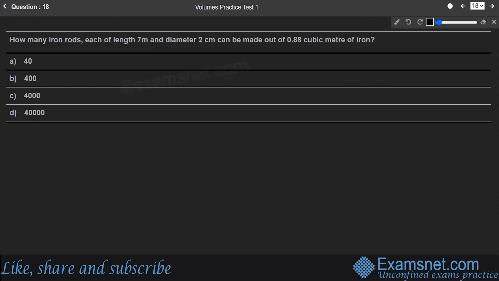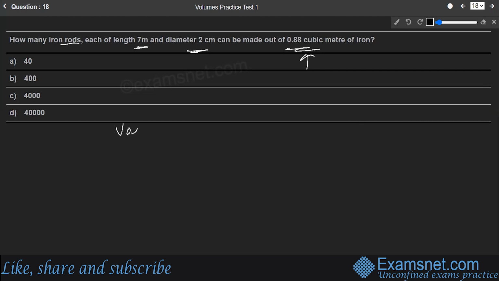Now he says how many iron rods, each of length 7 meter and diameter 2 centimeter, can be made out of 0.88 cubic meter of iron. So clearly 0.88 cubic meter is the volume of iron which has been used to create these iron rods of this dimension. So for that we need to find out the volume of each rod, and when we know the volume of each rod, then we can divide the total volume of the iron by the volume of each rod to give us the total number.